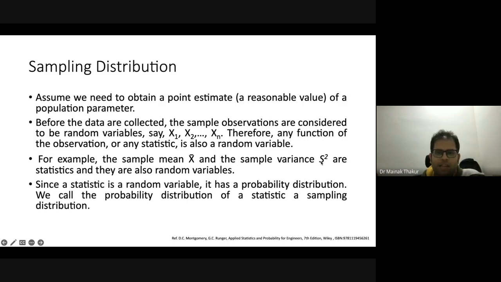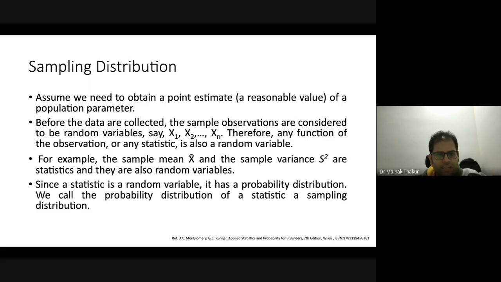Sample variance s square is 1 by n minus 1 summation of (x_i minus x bar) whole square. This is very simple. These are also random statistics, random variables. If I collect, I will get some sample mean; if you collect some other sample, you will get another. Until the sample data are collected, before the data are collected, these are random variables.